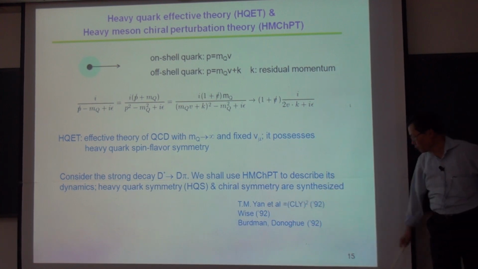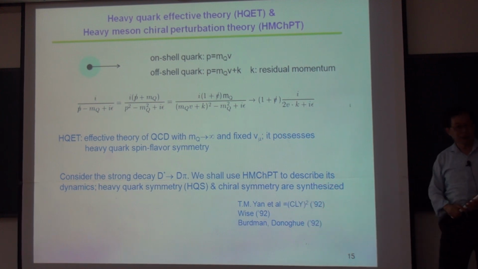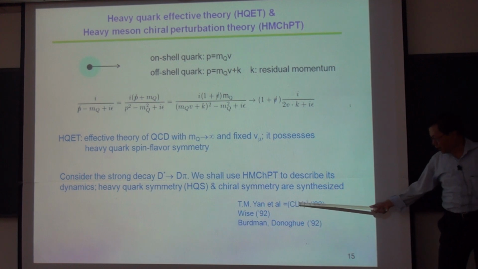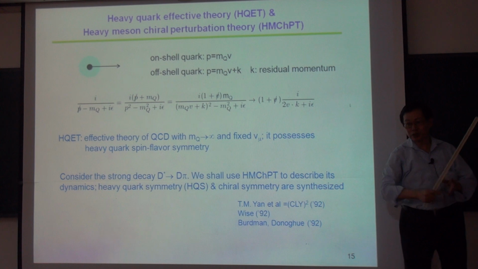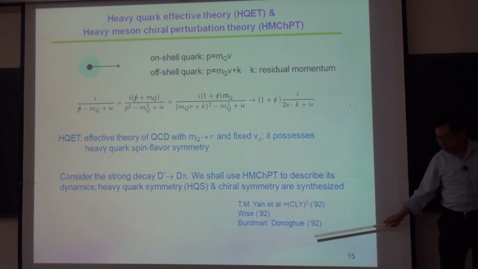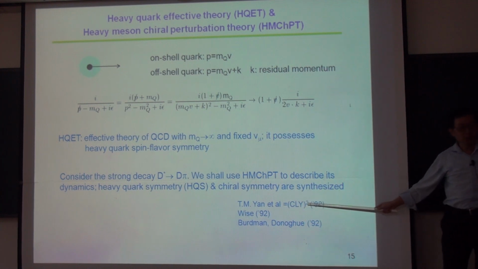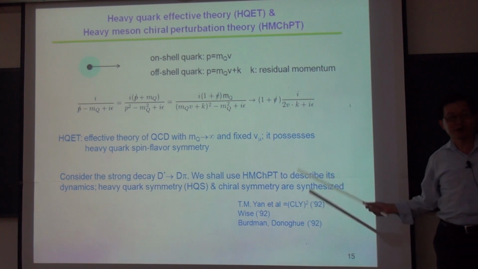One is by Dong Mao Yan. Usually we call this paper CLY squared. C is Zhang Ziyi Cheng, and the other C is me. L is Lin Guiyin, and another Lin is Lin Yizhong, who at that time was at National Central University. Y is Yan Dong Mao, and the other Y is Yu Hai Lin. So it is very easy to remember our paper, CLY squared.